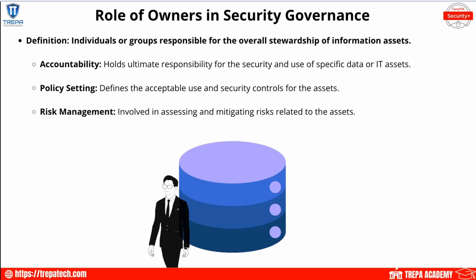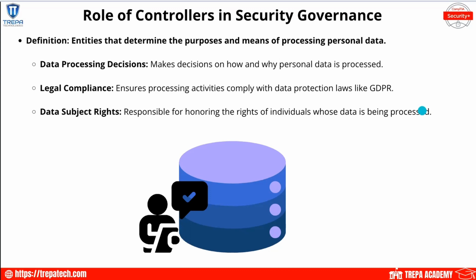So accountability. Data owners hold ultimate responsibility for the security and use of specific data or IT assets. Policy setting. This is going to define the acceptable use and security controls for the assets. And they're going to be doing risk management, so they're involved in assessing and mitigating risks related to the asset. Controllers. These are data controllers, okay? These are entities that determine the purposes and means of processing personal data. They make decisions on how and why personal data is processed. They ensure that the activities comply with data protection laws like GDPR.